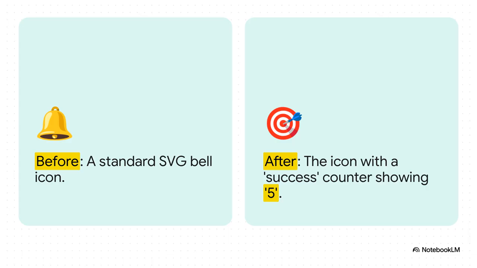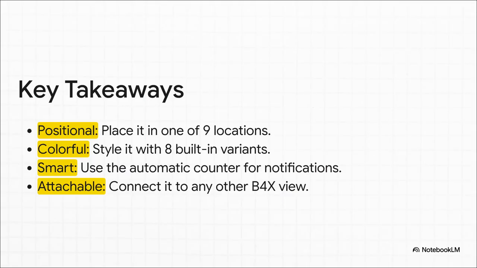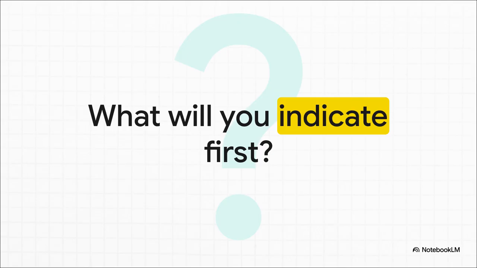That's awesome. So let's just do a quick recap of why this component is so great. First, it's positional. You've got 9 precise spots to choose from. It's colorful, with 8 built-in styles ready for any job. It's smart, because that automatic counter does all the heavy lifting for you. And finally, it's attachable. You can connect it to any other B4X view you want with just one command. Look, it's a tiny component, but it solves a huge common problem in a really elegant and flexible way.